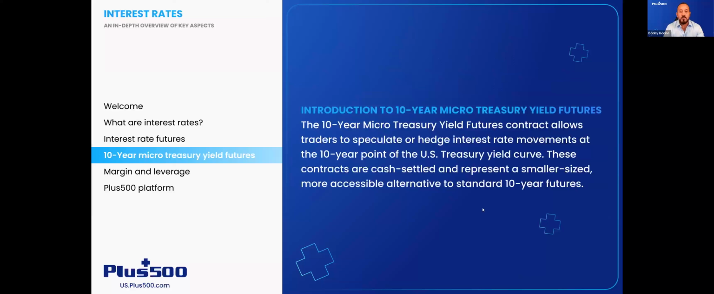The 10-year micro treasury yield futures contract allows traders to speculate or hedge interest rate movements at the 10-year point in the U.S. Treasury yield curve. These contracts are cash settled and represent a smaller size, more accessible alternative to the standard 10-year futures. Let's talk about this for a second.